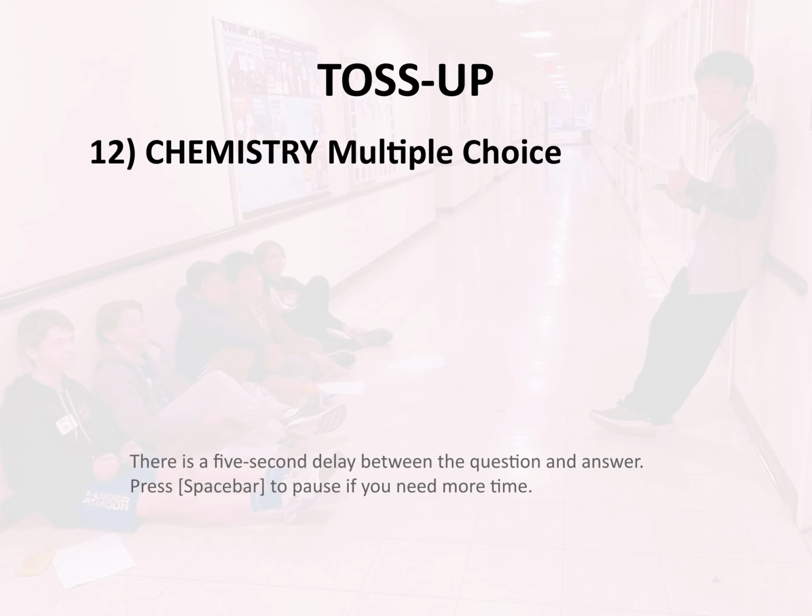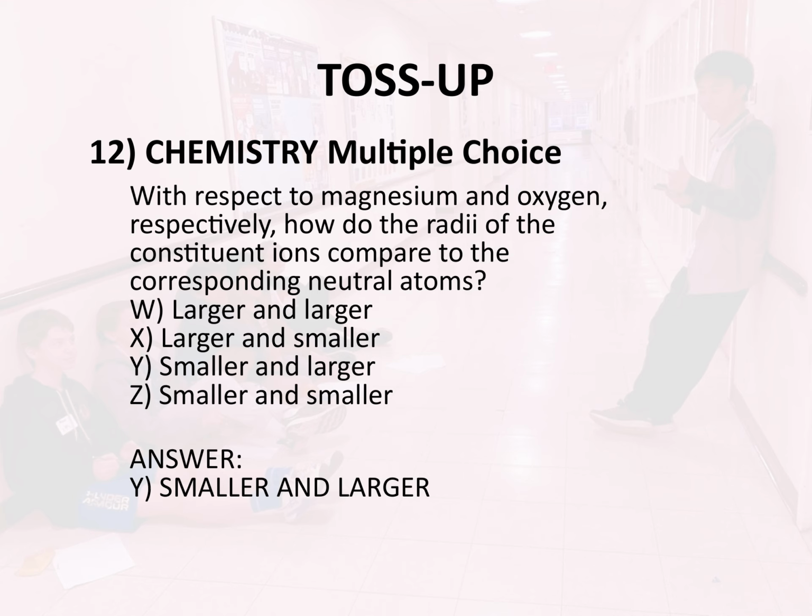Toss-up 12. Chemistry. Multiple choice. With respect to magnesium and oxygen, respectively, how do the radii of the constituent ions compare to the corresponding neutral atoms? W. Larger and larger. X. Larger and smaller. Y. Smaller and larger. Z. Smaller and smaller. Answer: Y. Smaller and larger.